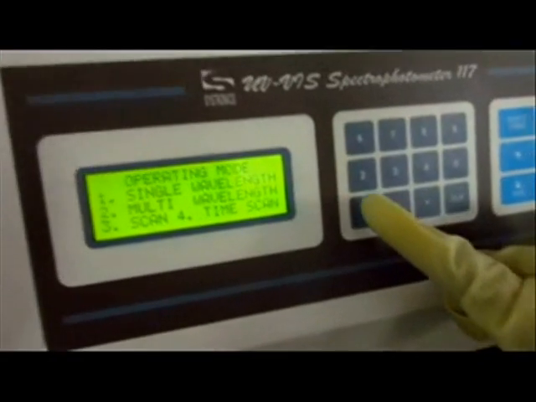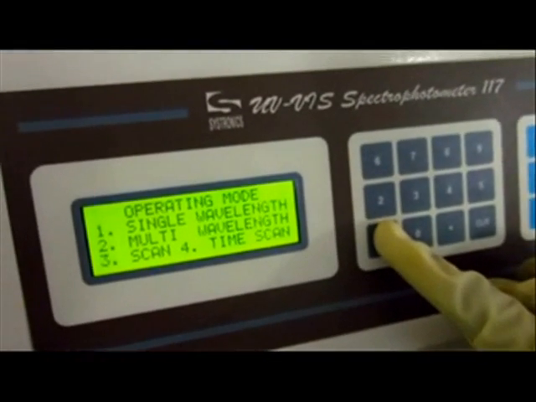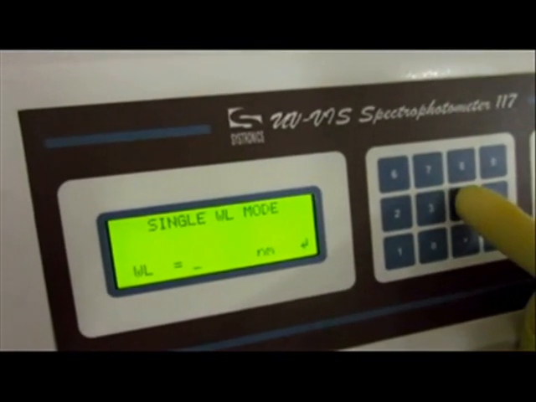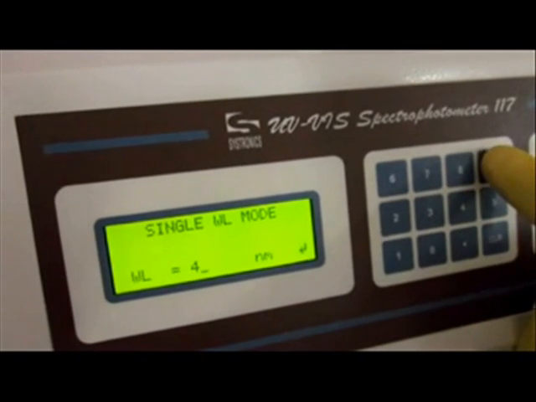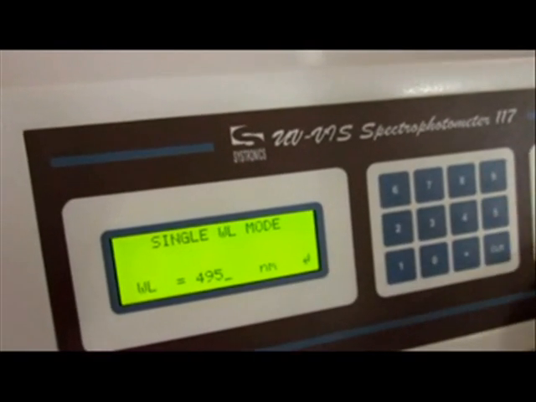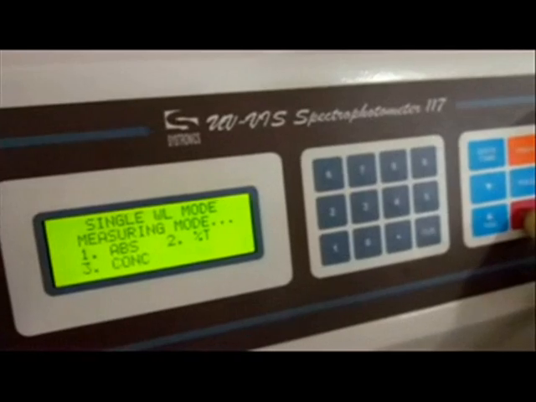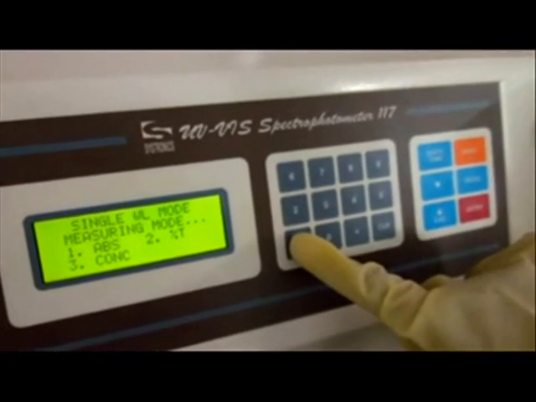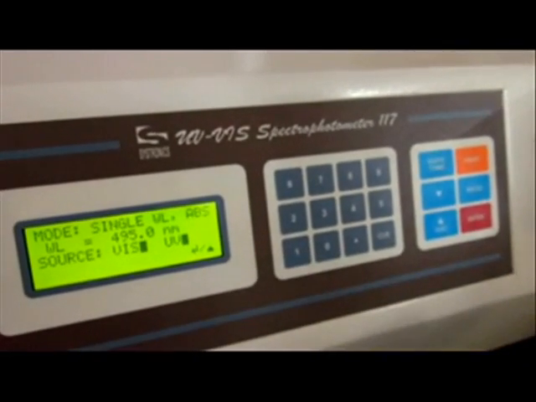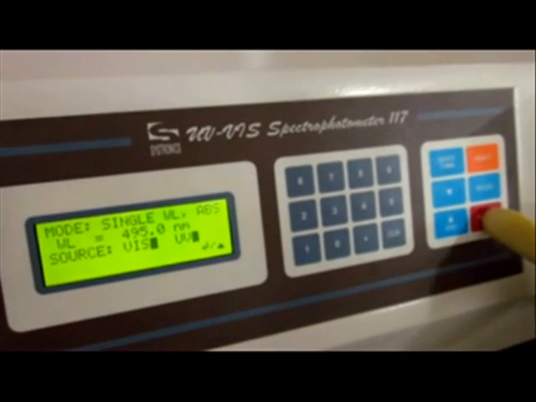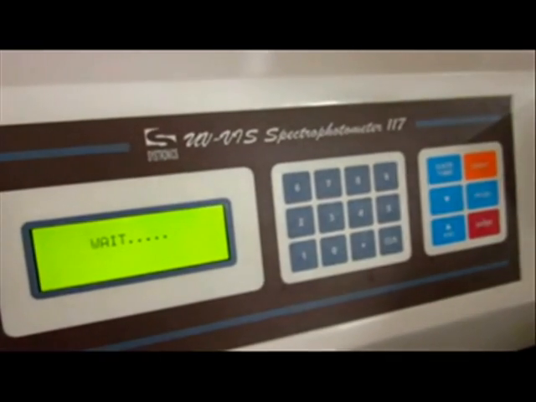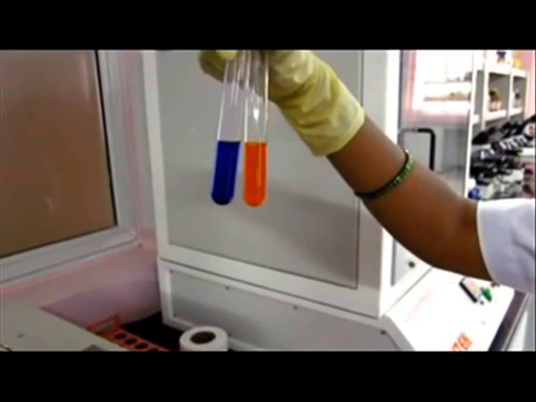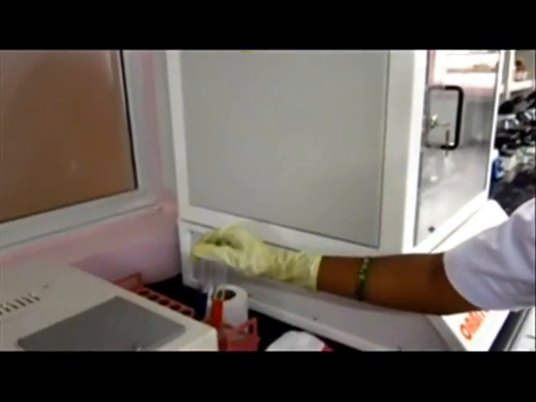Set your spectrophotometer to the desired wavelength. The wavelength may vary based on color of sample, and click the absorbance to get the readings. These are the two samples we are going to use.